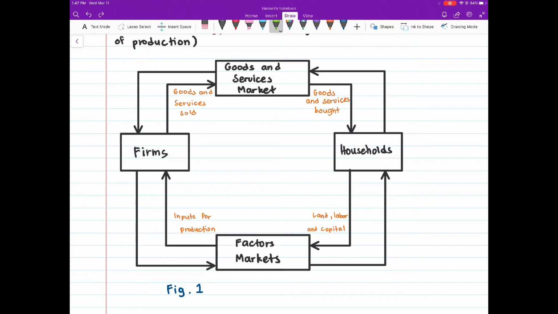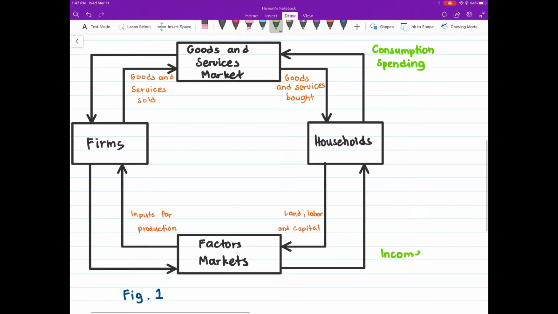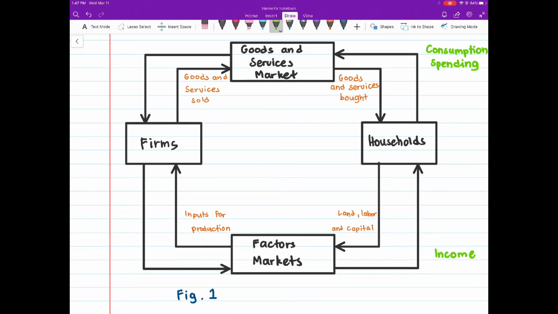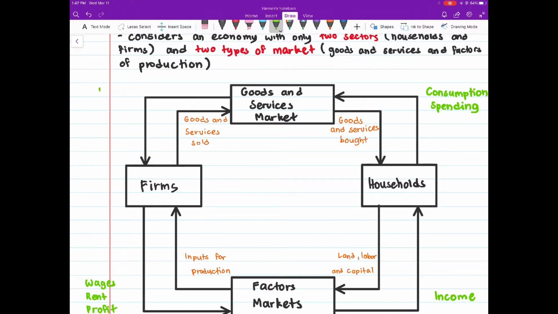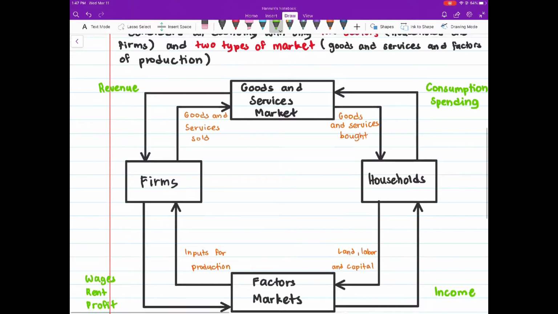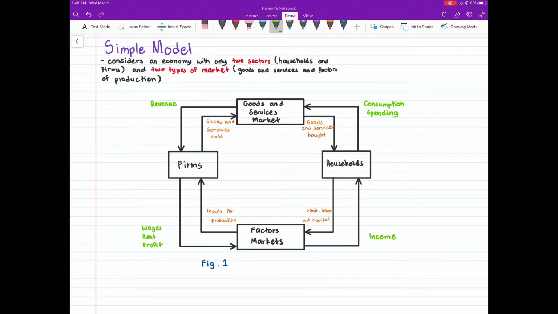So I'm now going to label the outer lines. Over here is going to be consumption spending. And then down here is going to be income. Over on this side it's going to be wages, rent, and profit. Then up here is going to be revenue. Okay, and I've also named it figure 1. I've just moved the whole diagram a bit more to the middle since I didn't want it going all the way over here.